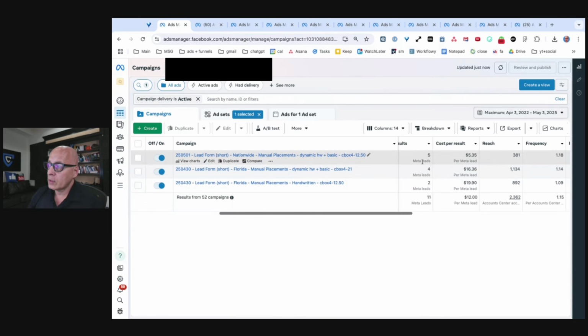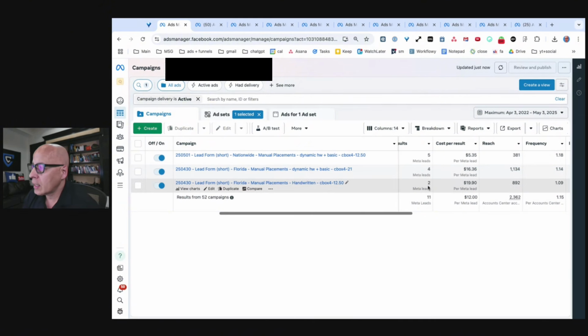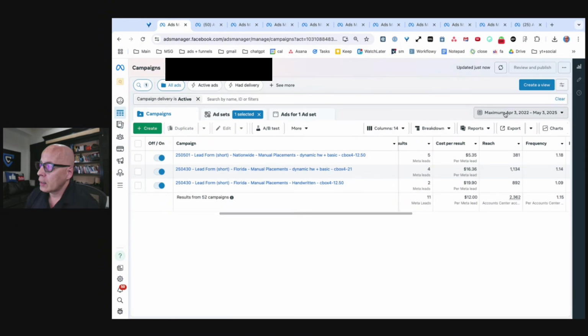So 5 leads at $5.35 per lead, insane cost per lead. 4 leads on one Florida campaign, 2 leads on another, that's a total of $16.36 and $19.90, which is a great cost per lead for Florida leads. The total average cost per lead is $11.12. And if you notice here, it says maximum. This is the total time that the campaign has been running.